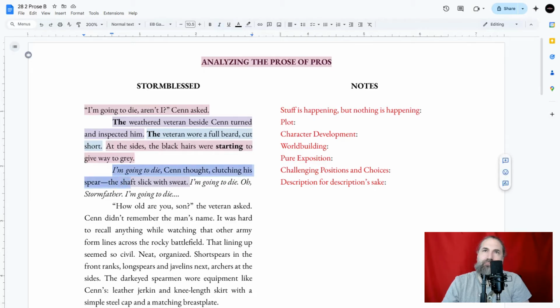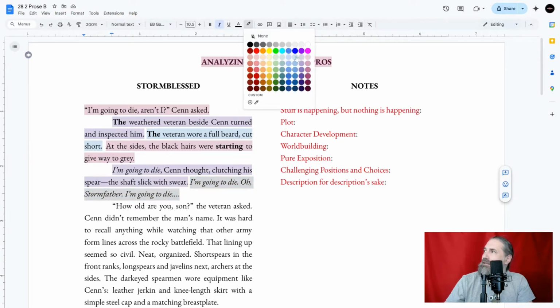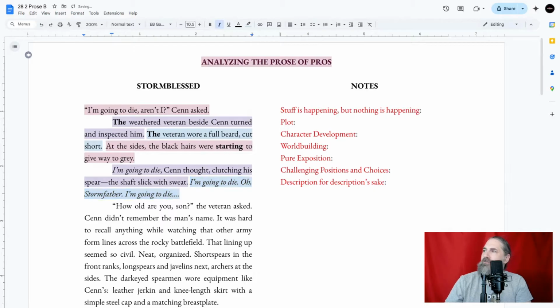All right. This is more character and I would dare say plot, because we're moving the story. We know that Sen thinks he's going to die, right? Something is wrong with Sen. And then he says it again: I'm going to die. Oh, Stormfather. So this is character development and plot, and then this one is character development and world building.